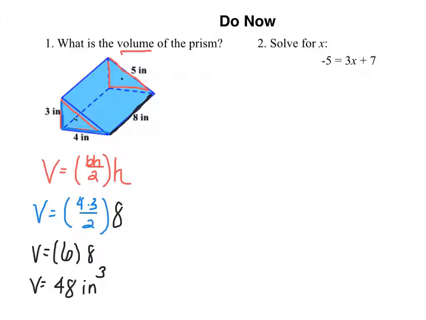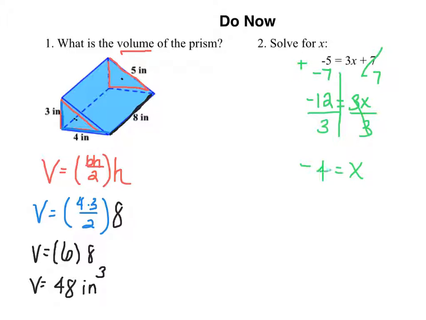Okay, looking at number 2, solving a two-step equation. No matter what side my x is on, I still need to get rid of my constant, which is the positive 7. So I'm going to subtract 7 from both sides. On the right side, I'm left with 3x. On the left side, negative 5 and a negative 7 gives me a negative 12. They're the same sign, so I add and keep. Now I'm going to divide both sides by 3, since that's the number with my variable. My 3's cancel out. I'm left with x, and a negative divided by a positive is always negative, so x equals negative 4.